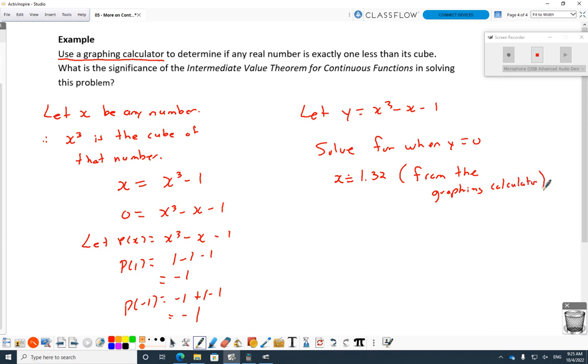And Georgia has already answered the other question. What is the significance of the intermediate value theorem? Since degree 3, positive leading coefficient has end behavior.